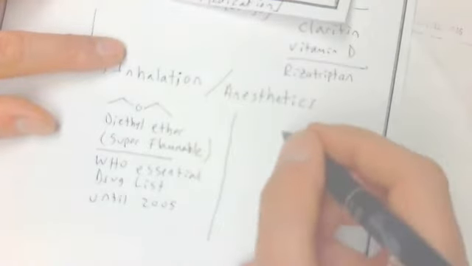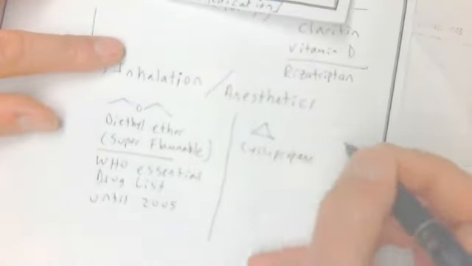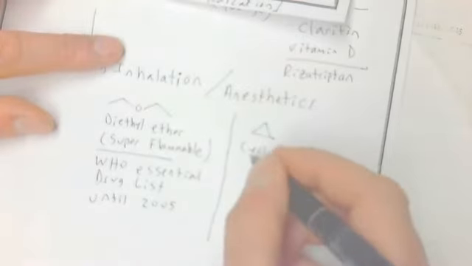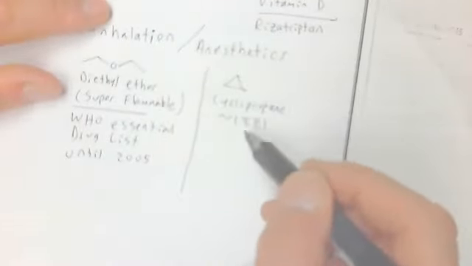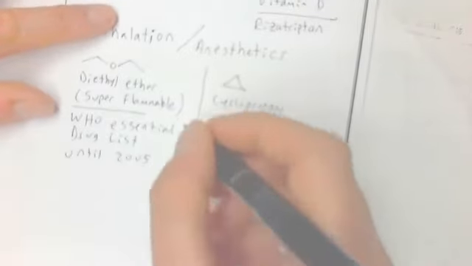Other ones kind of related. Cyclopropane, that's weird. Cyclopropane. That was an early one, I think discovered in 1881 or something like that as an anesthetic. It's a small cycloalkane gas. It was stopped in the 80s, I guess.